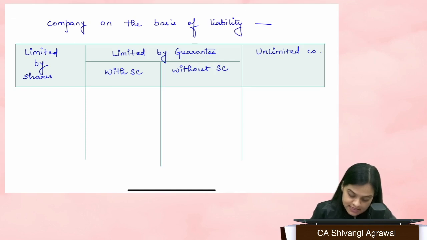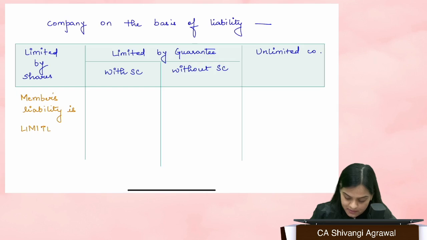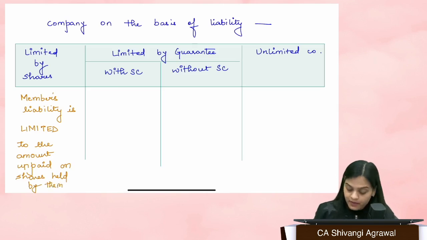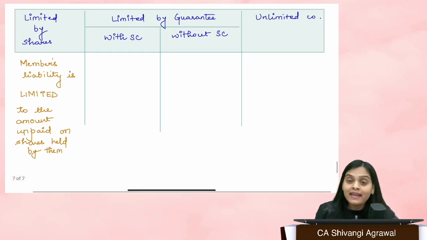So in this case, members liability is limited to the amount unpaid on shares held by them. Clear? Okay. The next one we have is limited by guarantee.